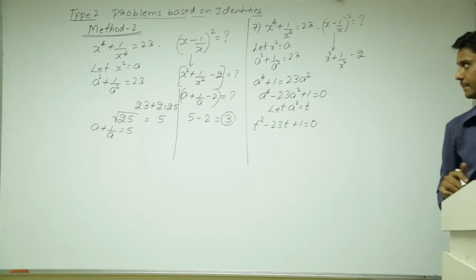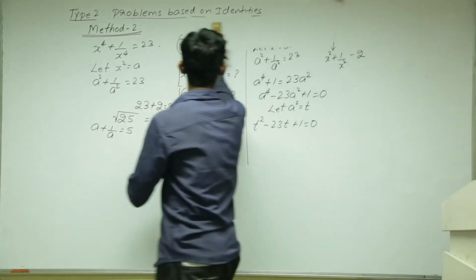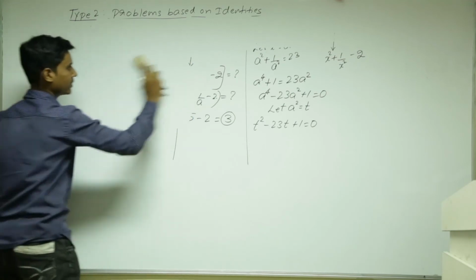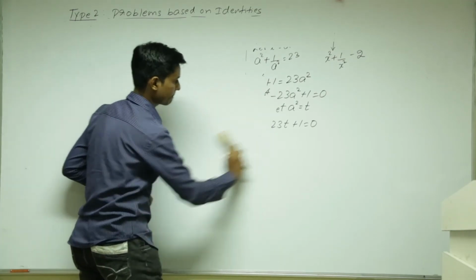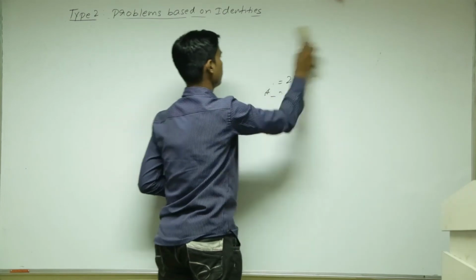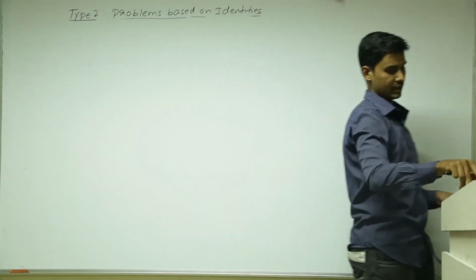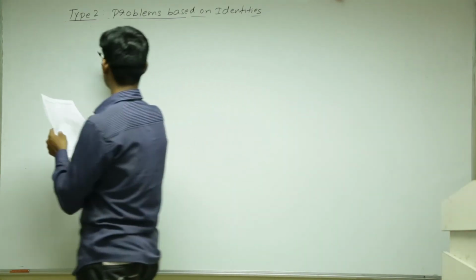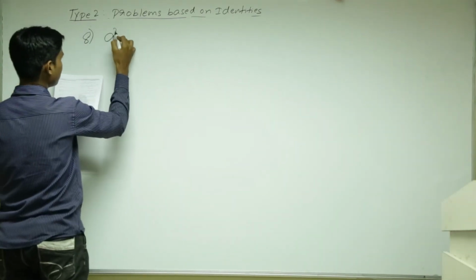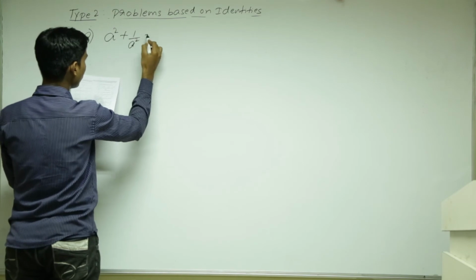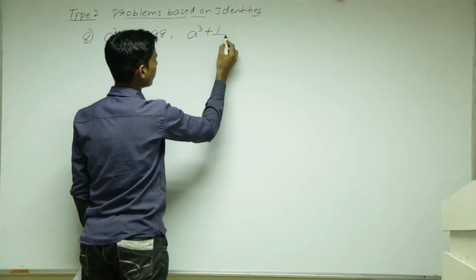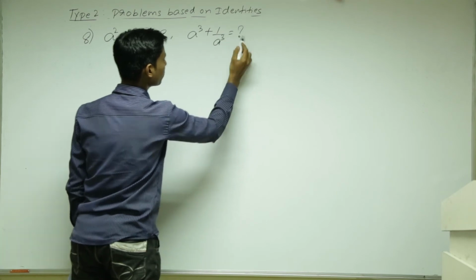Question number 8. Now please see here. Clear with question number 7, right? Now please see here. Your 8th question is a square plus 1 by a square is 98. They are asking you to find a cube plus 1 by a cube value.